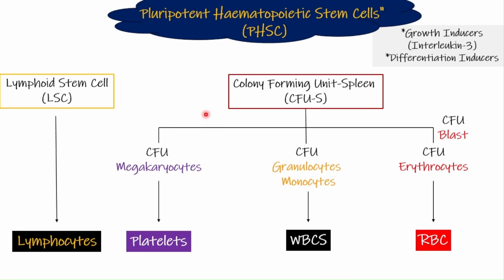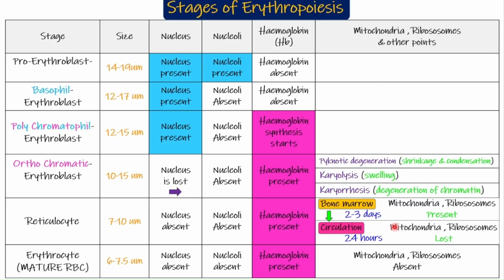Now, I've left out one thing. Among the WBCs, we also have lymphocytes, but for lymphocytes we have a separate lineage. The pluripotent hematopoietic stem cells are converted into lymphoid stem cells, and these lymphoid stem cells give rise to lymphocytes. So this is how the pluripotent hematopoietic stem cells give rise to each and every kind of blood cell.